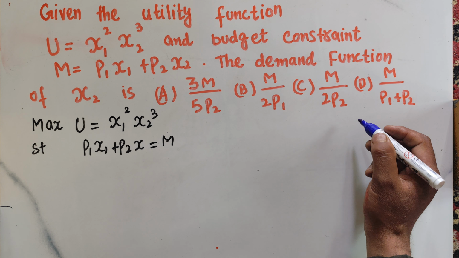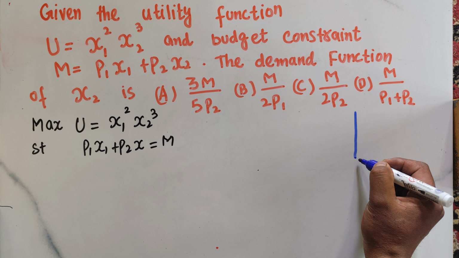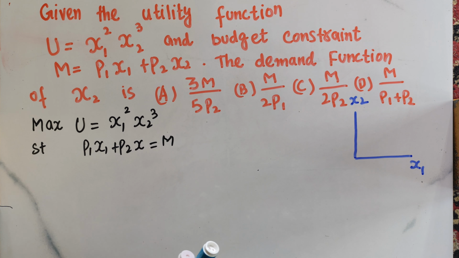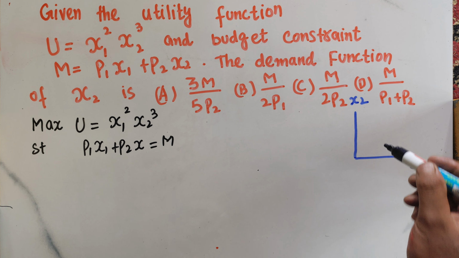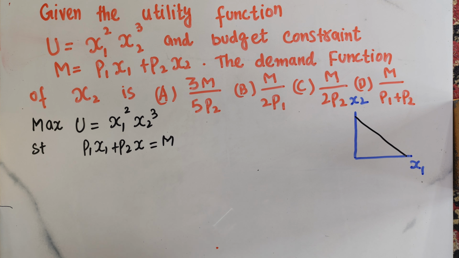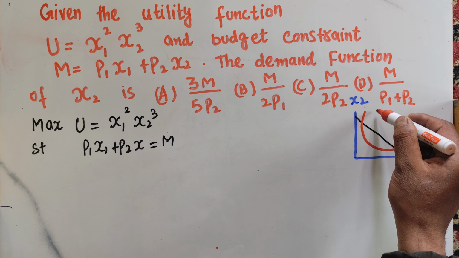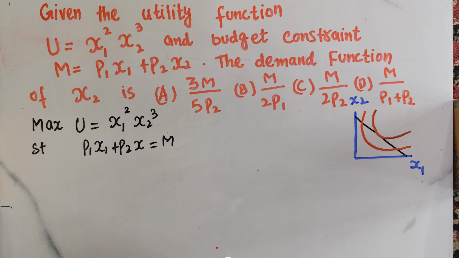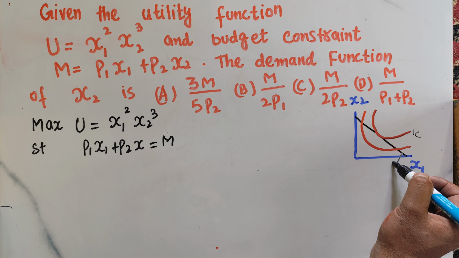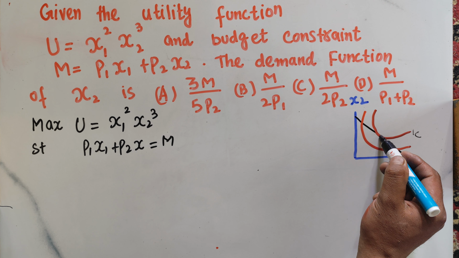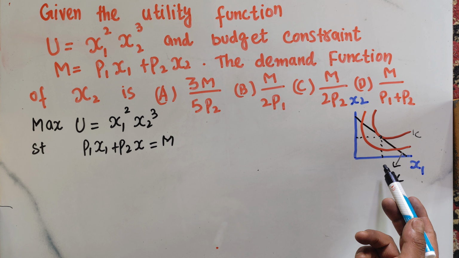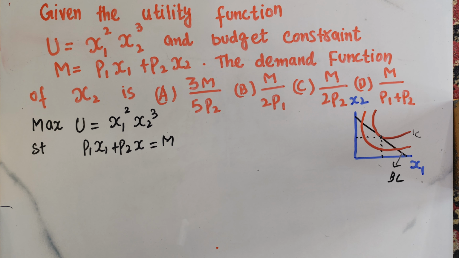Graphically, what is meant by this? If I draw a small graph here, we have x1 on the horizontal axis, x2 on the vertical axis, with the given budget line. With the given budget, the consumer wants to reach the highest possible utility, or indifference curve. Utility will be maximized where the slope of the indifference curve and the slope of the budget line are tangent to each other. At this point we will get the demand functions for goods x1 and x2.